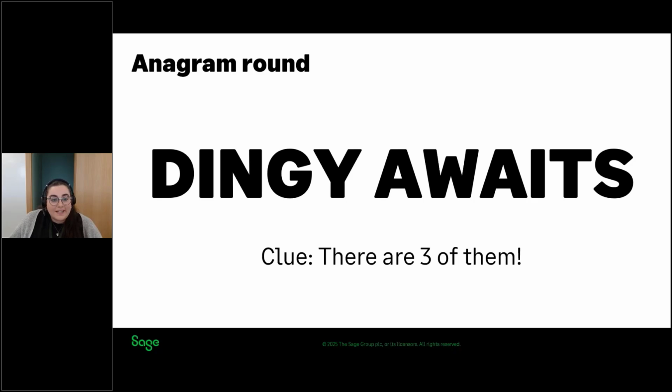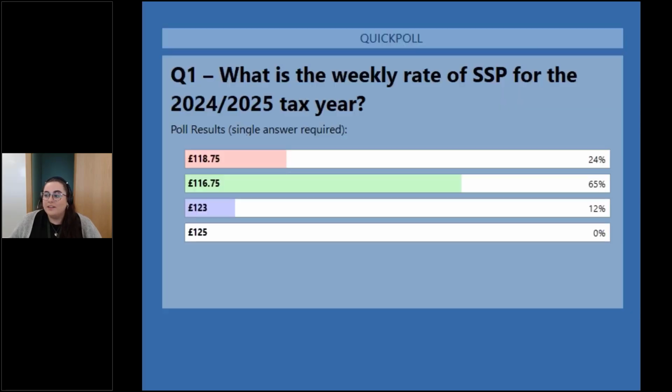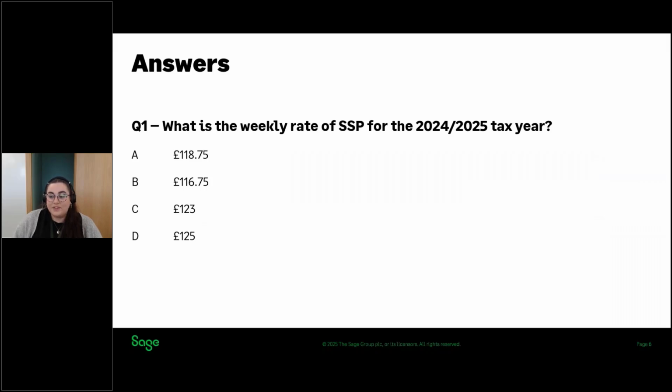Question number 1, let's see what you all thought. And that was, what is the weekly rate of SSP for the 2024-25 tax year, so the current tax year? So 65% of you said £116.75. Let's go ahead and see if you were correct. So the answer is, yes, you were correct, £116.75. So well done to those of you who got that correct.